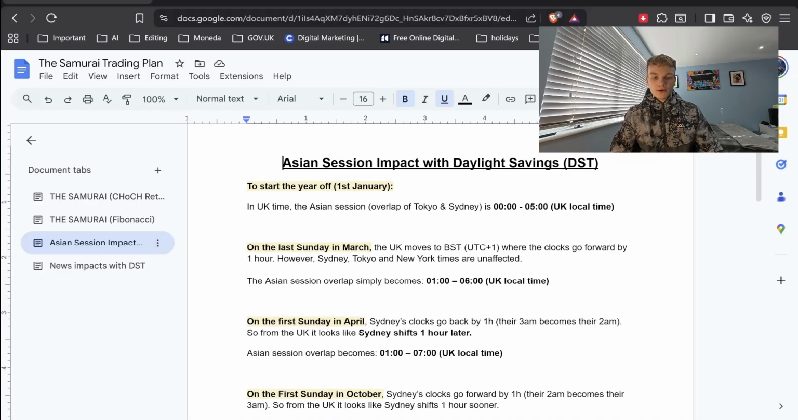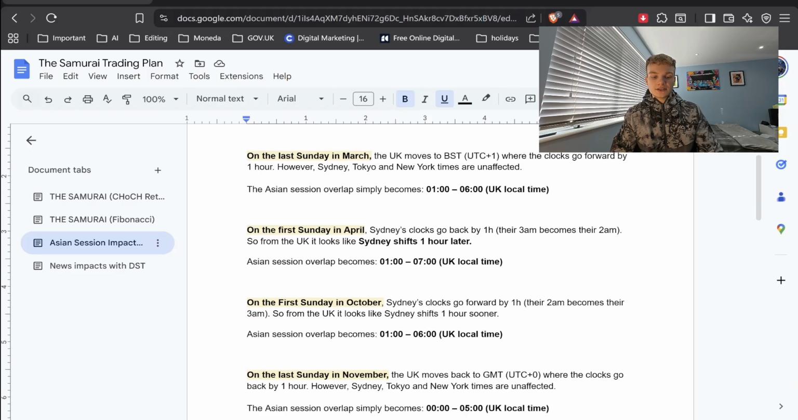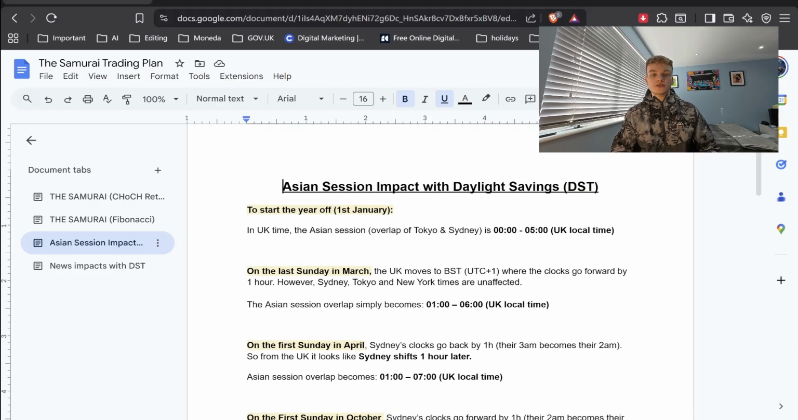Well, in order to do that, what we need to understand is daylight savings. So if you look at my screen now, as you can see here, we have the Asian session impact with daylight savings, or DST for short. When we enter each different period of the year, our Asian session range is essentially going to change the opening time and the ending time of that session.